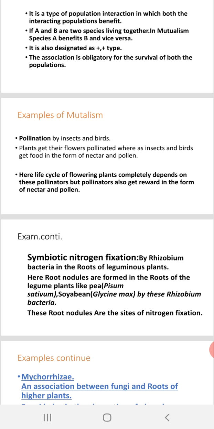The first example of mutualism is pollination in the flowering plants by the insects and birds. Here, the flowers of these flowering plants get pollinated by these insects and birds, which is essential for the completion of life cycle as it results in the formation of seeds and fruits. But in return, these insects and birds also get a benefit as they are provided food in the form of pollen and nectar by these flowering plants.